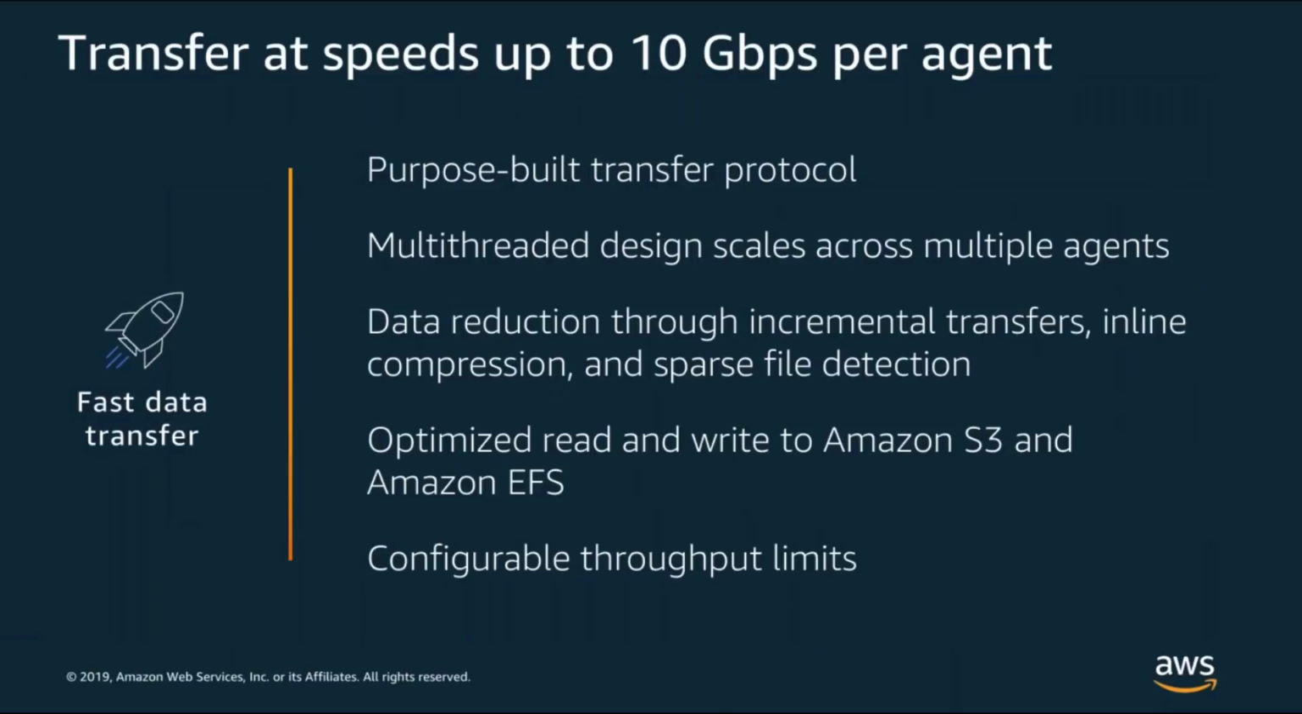Under the hood, DataSync is using a purpose-built protocol. It's multi-threaded and takes advantage of parallelism. It can scale across multiple agents. There are some optimization techniques in terms of incremental transfers, compression, and sparse file detection, so you're only sending over the wire what absolutely needs to be sent to get the job done. And like we talked about before, it's integrated with both S3 and EFS to be native and optimized. You can also configure some knobs to tune throughput and other performance characteristics.